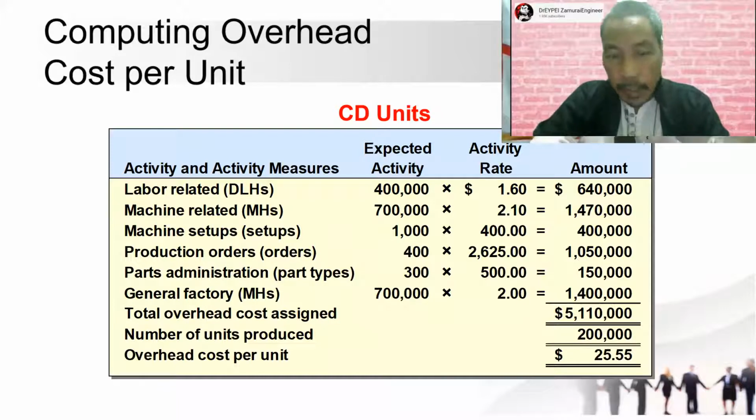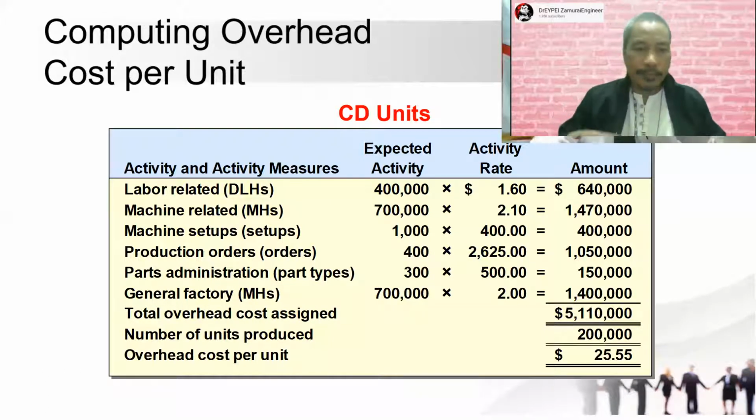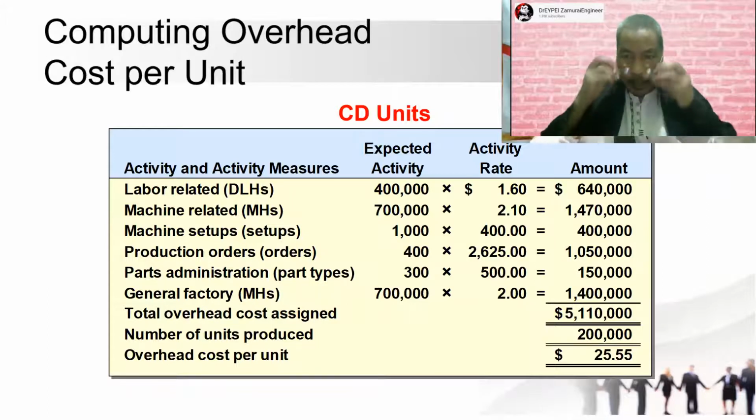There are 400,000 direct labor hours for the first line. The second line, we have 700,000 machine hours. The third is 1,000 machine setups. The fourth is 400 orders. Next one is 300 types of parts. And the last one is 700,000 man hours.